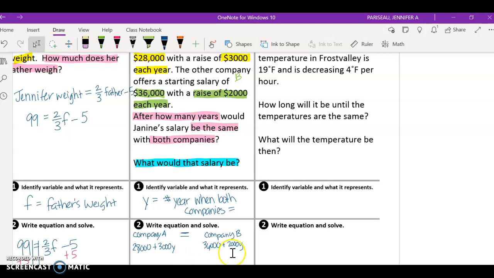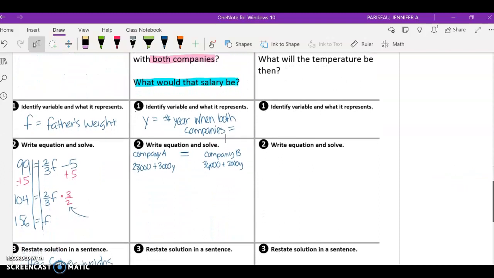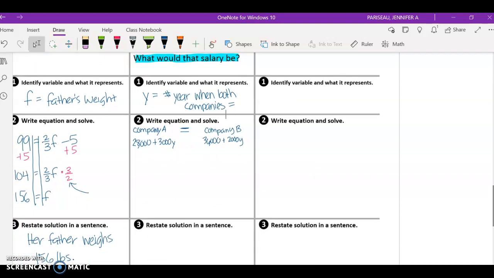Okay, so when we're solving for that, we have to understand that, yes, it is number of years, but it's more specific than that. It's when both companies will be paying her the same amount of money. All right, so now we have this equation, 28,000 plus 3,000y equals 36,000 plus 2,000y. So now we can go ahead and start solving. So again, great time to pause the video and work it out.